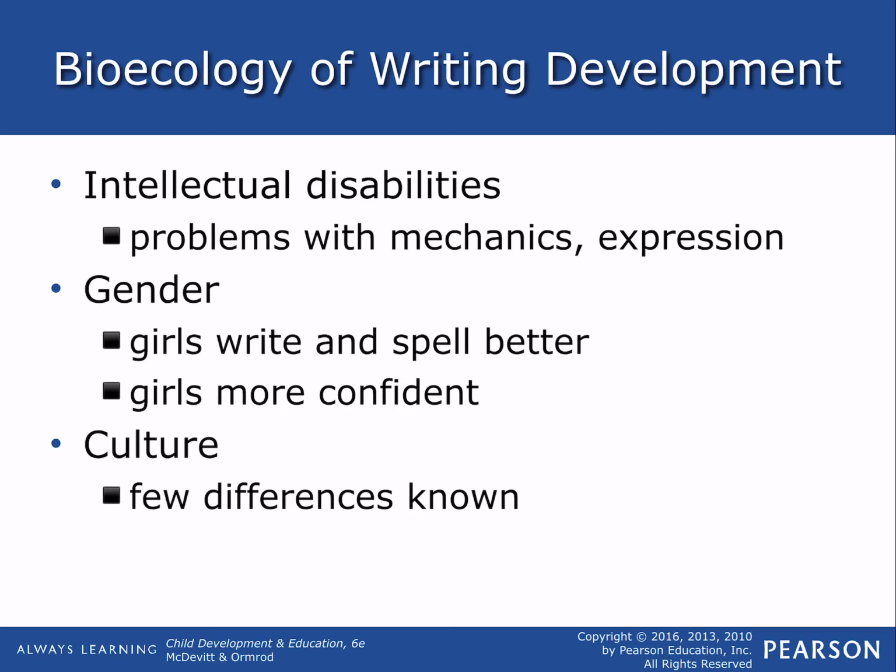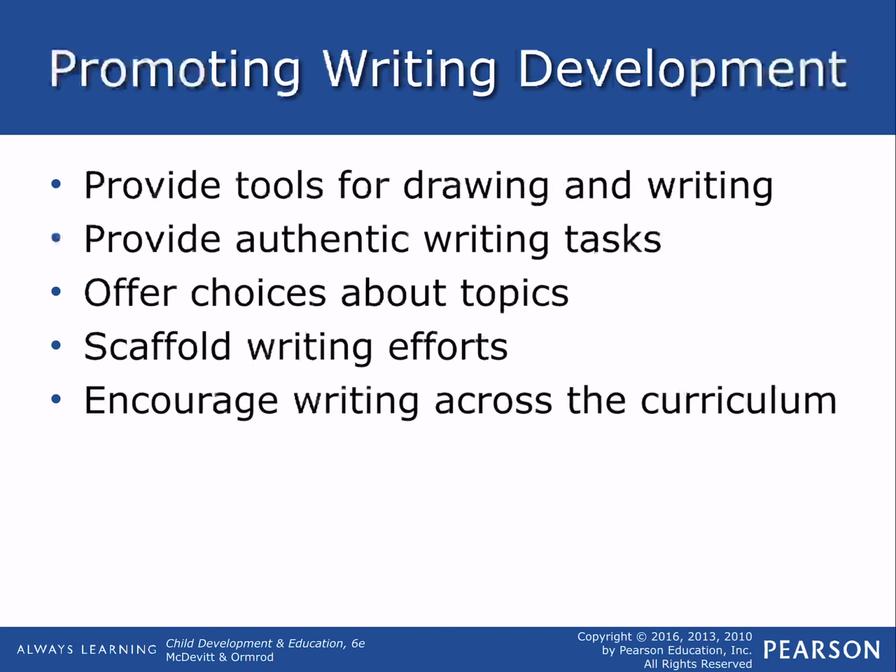All right, intellectual disabilities, problem with the mechanics. You may have issues if you have something like cerebral palsy. You may have fine motor skills that make writing difficult. It may be a difficulty expressing complex ideas. Again, same with the writing or the reading. Girls tend to write and spell better. Girls seem more confident in this area. But writing is pretty universal within the language, right? Within the language.